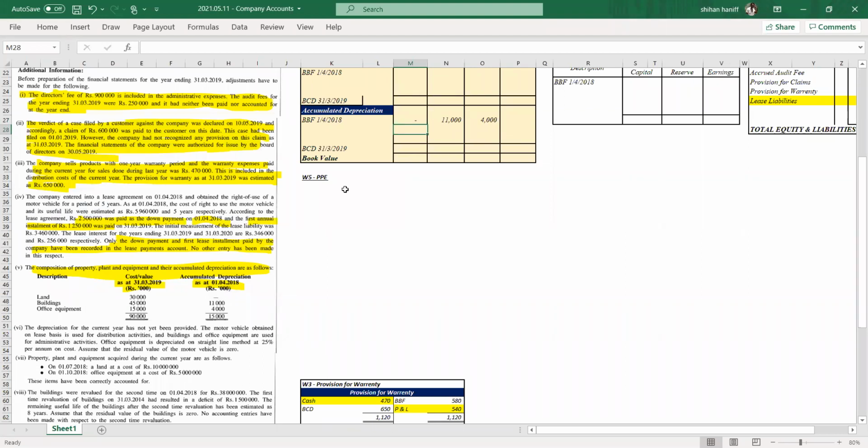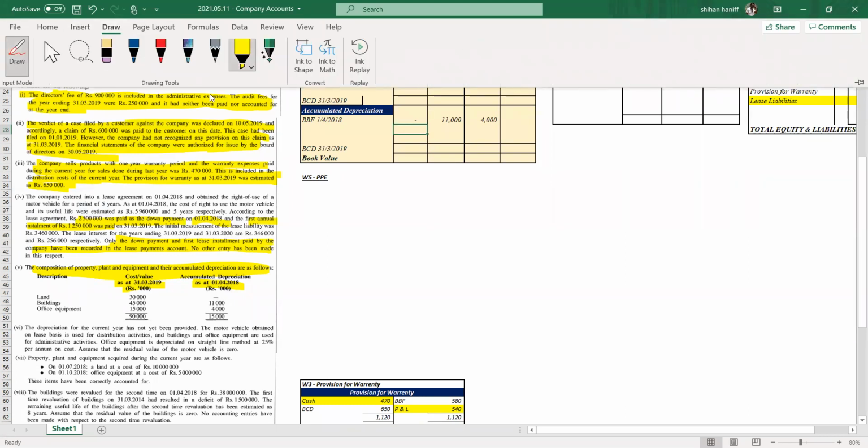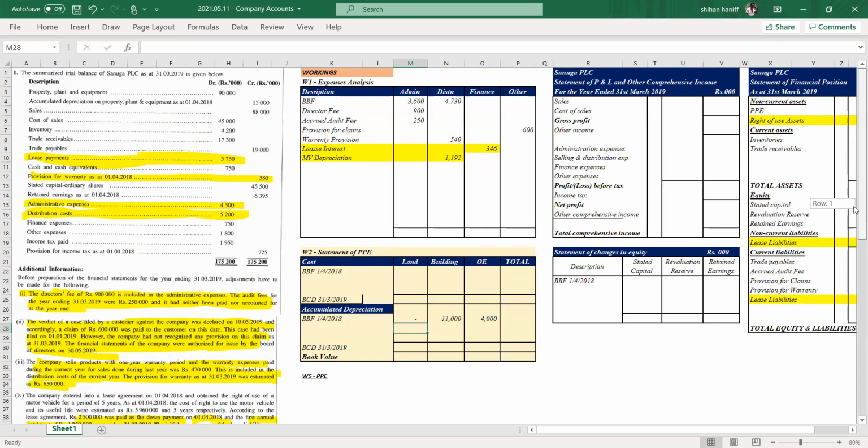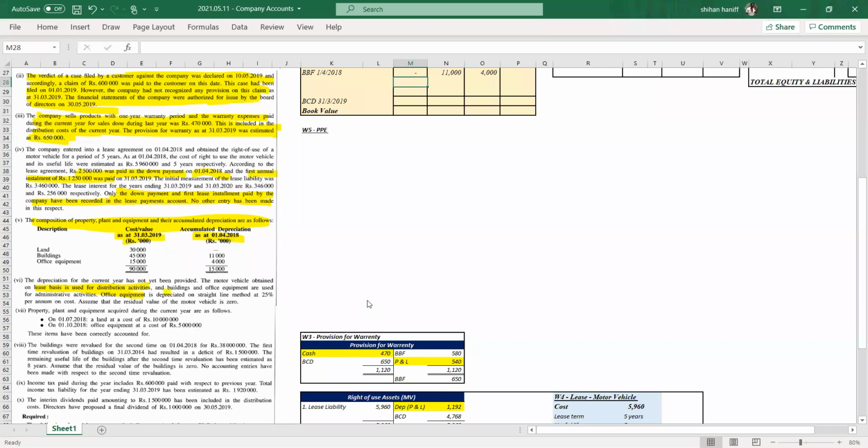Okay. So now there are two new purchases. The depreciation for the current year has not been provided, so we have to calculate the current year depreciation. The motor vehicle obtained on lease basis is used for distribution activities. That is why we normally take the motor vehicle under distribution expense, even if they don't tell you. Building and office equipment are used for administration. Office equipment is depreciated on straight line method at 25%. Assume that the residual value of the motor vehicle is 0.